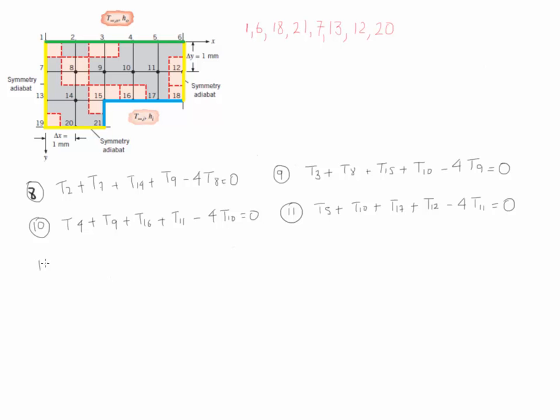The last node is number 14, and the surrounding nodes are 8, 13, 20, and 15. Therefore, the equation becomes T8 plus T13 plus T20 plus T15 minus 4 times T14 is equal to 0. Once again, please go back and make sure that you're able to derive each one of these equations.